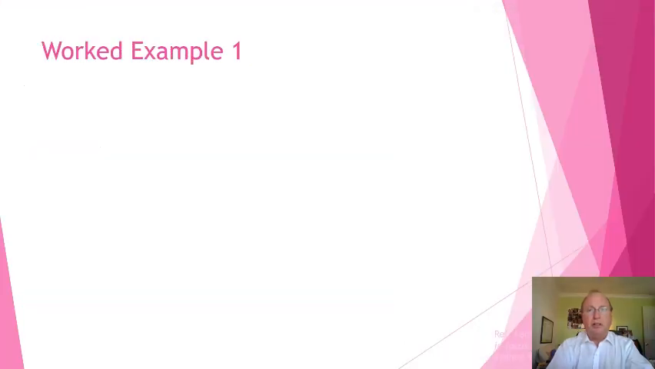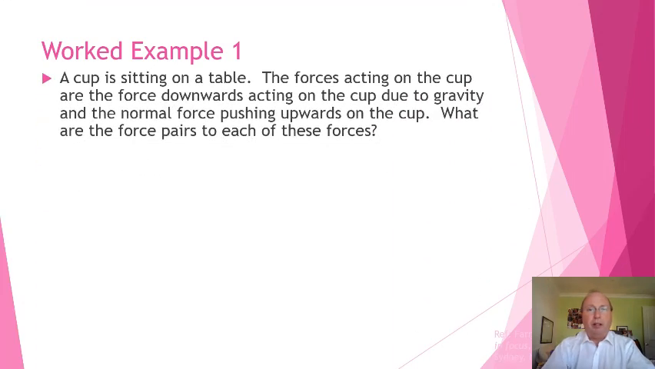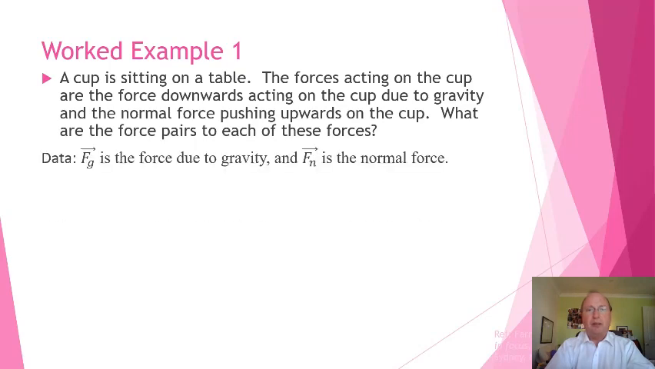Well, let's have a look at a worked example based on Newton's laws of motion. In this example, a cup is sitting on a table. The forces acting on the cup are the force downwards, acting on the cup due to gravity, and the normal force pushing upwards on the cup. And the question is, what are the force pairs to each of these forces? So firstly, let's look at the data, where Fg is the force due to gravity and Fn is the normal force. And we're told that Fg equals the force of the Earth's gravity on the cup.